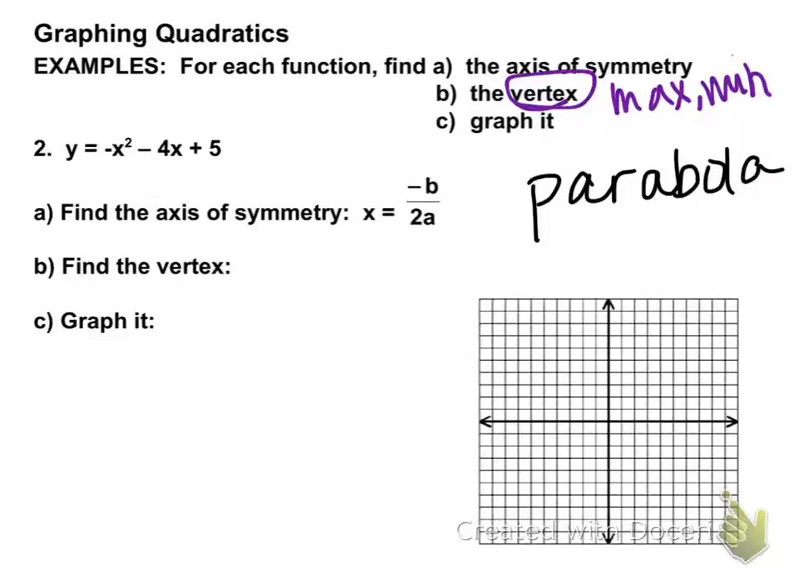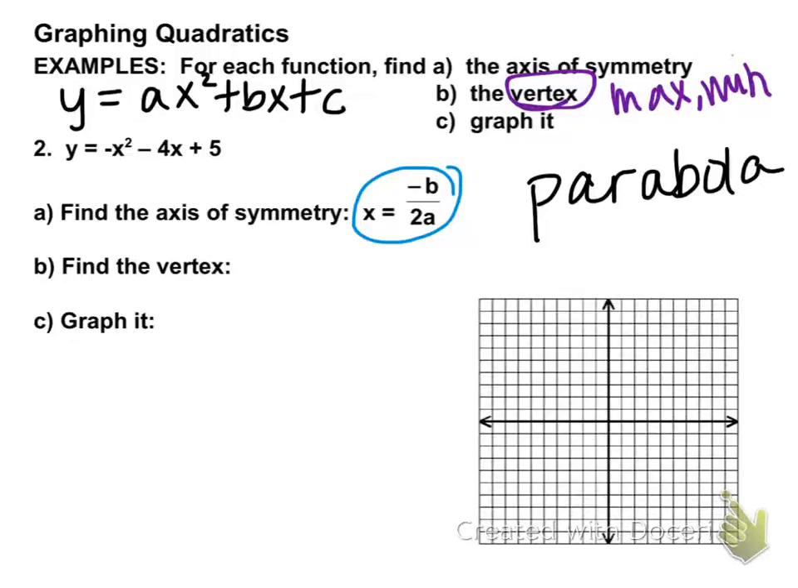So let's look here at y equals negative x squared minus 4x plus 5. What we're going to do is find the axis of symmetry. Remember that for a quadratic, standard form is ax squared plus bx plus c. So the number in front of x squared is a, the number in front of x is b, and the constant is just c. So we are going to plug it into this axis of symmetry formula. You will get that on your formula chart, so you don't have to worry about that.